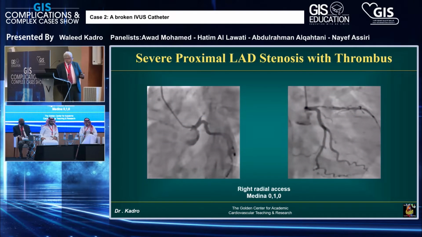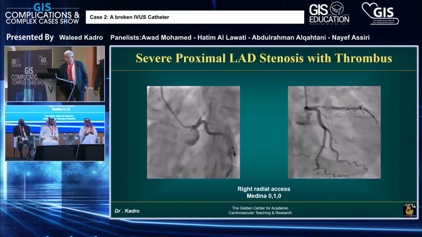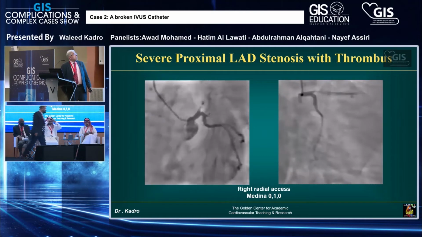So this is a fixed picture. Is there any laser pointer? Anyway, but this is the angiogram.